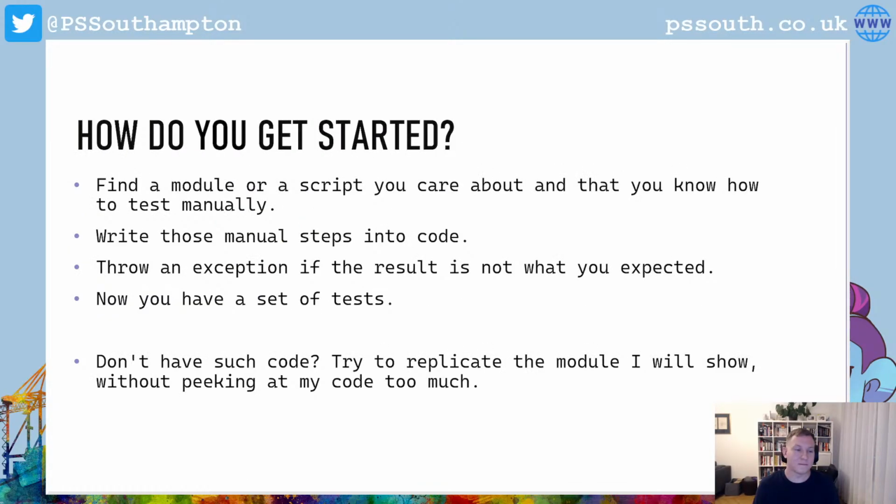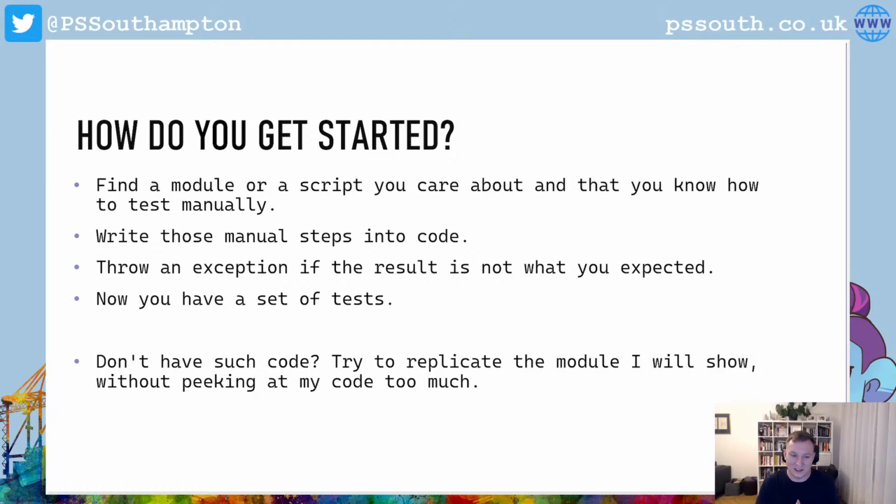Let's skip. Okay. So how do you get started? Apart from watching talks and reading the quick start guide, you can also start on your own code. Just find a module or a script that you care about and that you know how to test manually, and then write those manual steps into code. Just translate them: I need to create a file here, I need to read it using this function, it will give me this output. I can use the EQ operator to check if the output is the same, and if it's not the same, throw an exception. And that's basically a test.